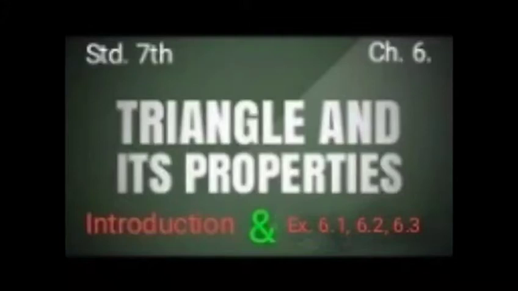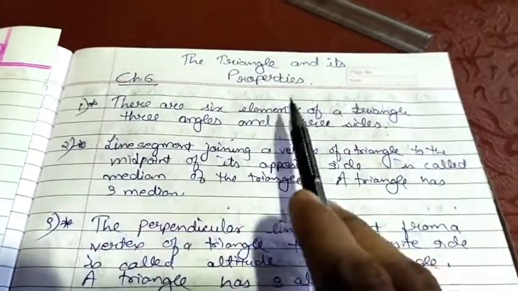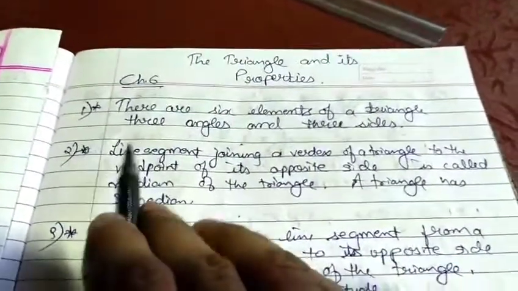In this video, we will see chapter number 6, triangles and its property, introduction and exercise 6.1, 6.2 and 6.3. Let us begin our new chapter, the triangle and its property. Now, let us understand what is triangle.